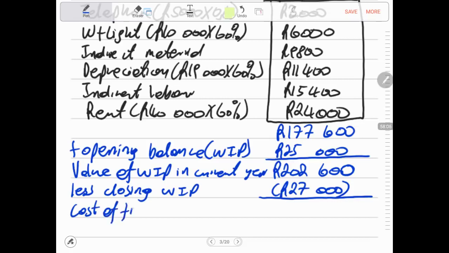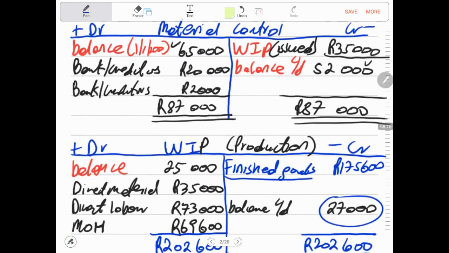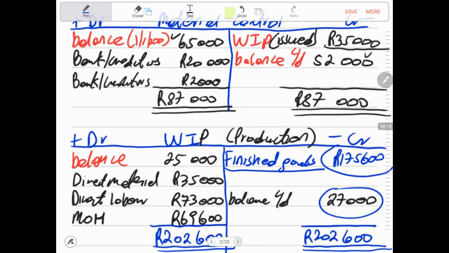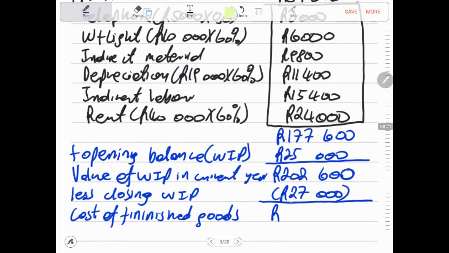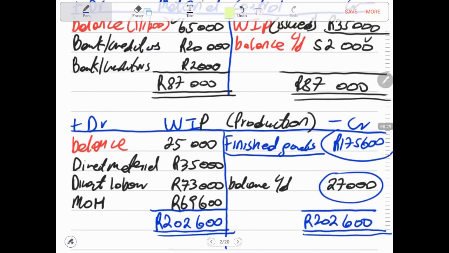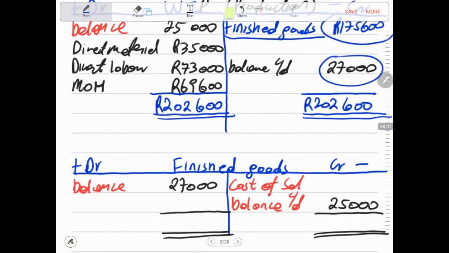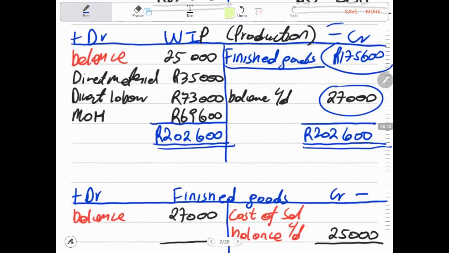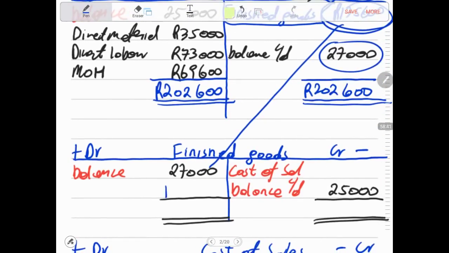Cost of finished goods. So now the cost of finished goods, as you can see that this is finished goods, 175,600. So the cost of the finished goods is 175,600 rands. Now the minute the goods are finished, don't forget, they are leaving the work in process, meaning they are decreasing the work in process, and they go to finished goods, meaning the finished goods ledger account must increase by the inventory that was finished.